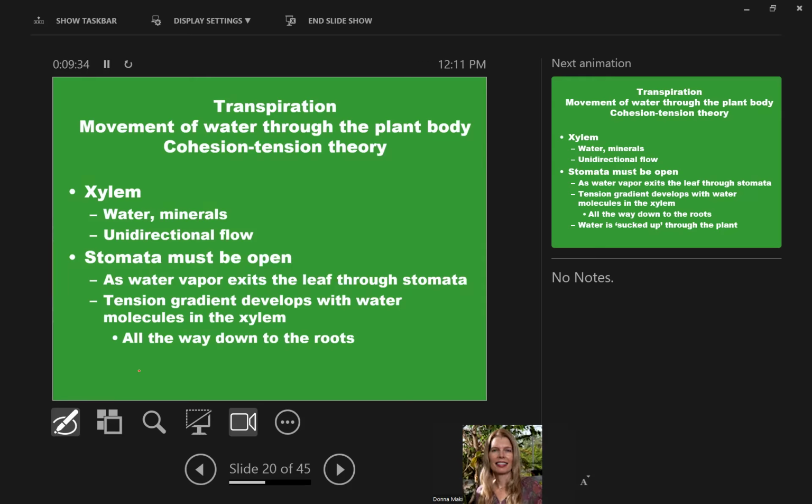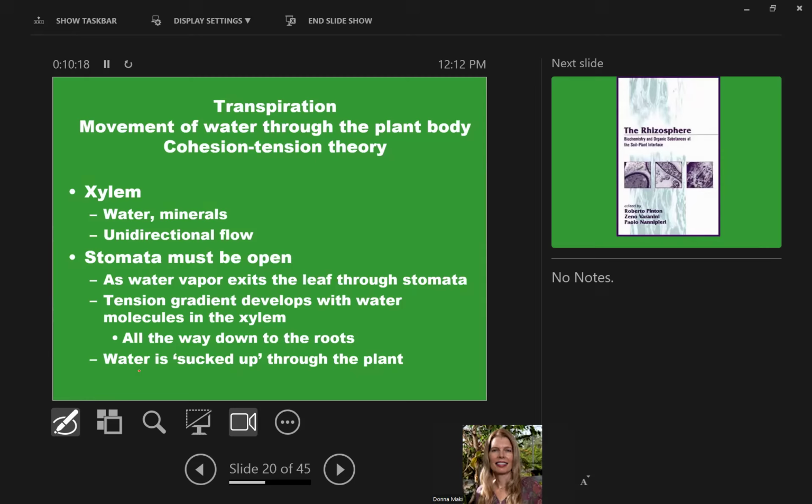So this tension gradient will develop. It's a gradient, which means the tension force is really strong in the leaves comparatively. And then it gets a little bit weaker as you go down all the way to the roots. So it's a gradient of the force. But as long as that water column in the xylem stays together, because of all the cohesive forces of the water molecules wanting to hang out with each other and bond with each other, that's a good thing because it makes sure that that water is just this solid column of water all the way from the roots up to the leaves through the xylem. So you can think of it as if water is being sucked up the plant through the xylem.